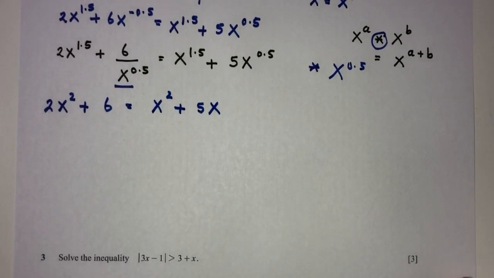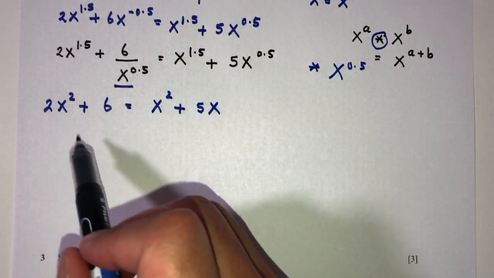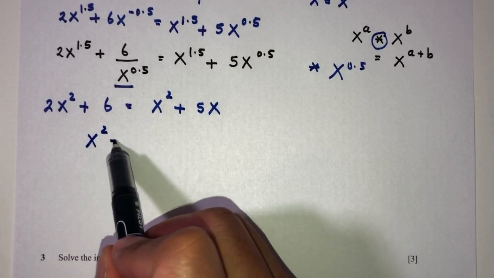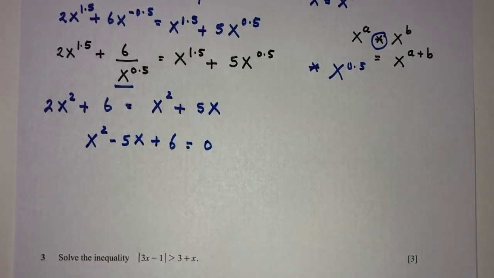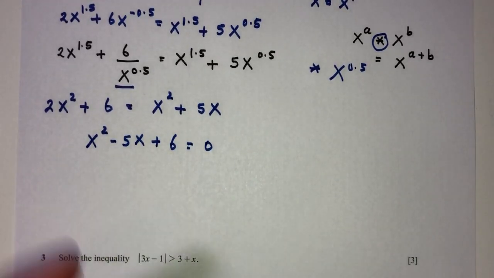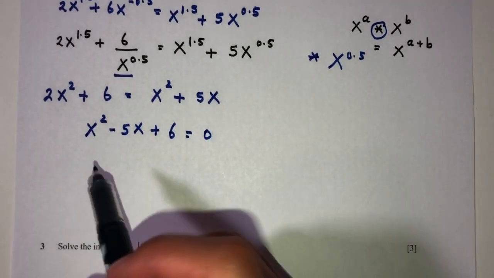So now we can simplify. We send this one over here. You will have x squared minus 5x equal to 0. Now we have a simple quadratic equation. We can factorize.